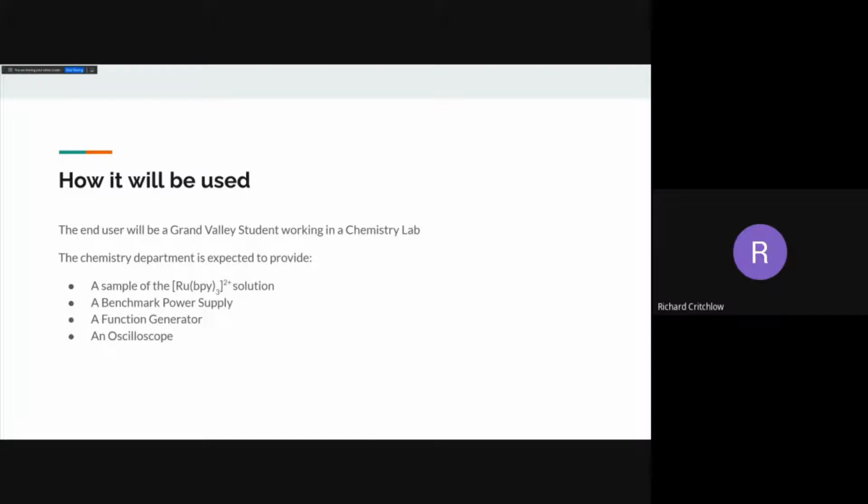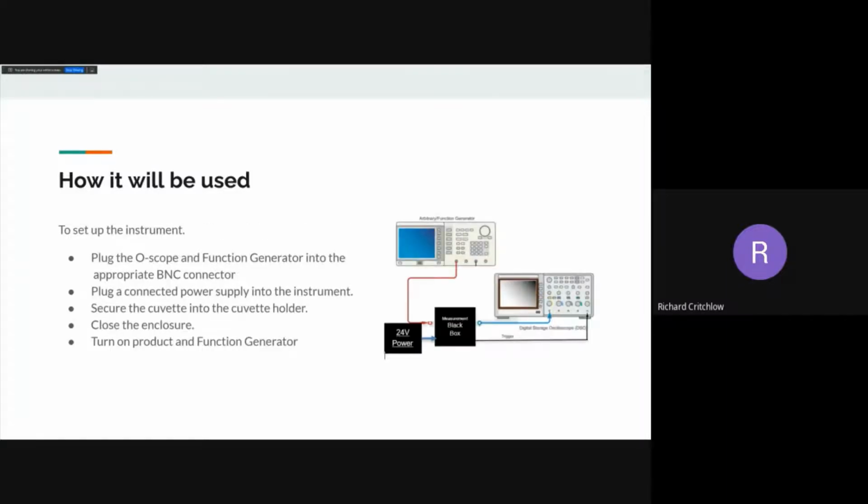The way this will be used by the chemistry students: the chemistry department will provide the sample of the rubipi, a power supply, a function generator, and an oscilloscope. The function generator will act as a source for the excitation source, or the LED, and that will be hooked up. The black box will then be plugged into a standard 24 volt outlet, and then it will output a trigger signal along with the signal out, and the trigger signal will be used to find out when the LED turns off and when the actual measurement begins.